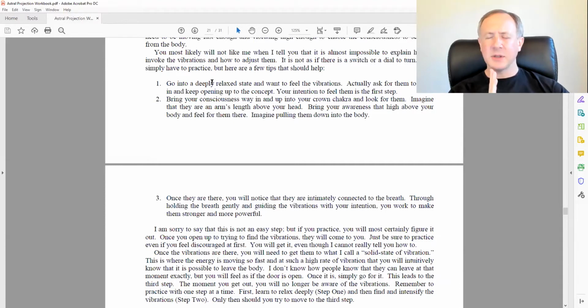But yeah, internally, barely breathing, holding that energy, making it really intense, and then you can slip out. Okay, so all that energy, you can imagine finding it way above and pulling it down in. So visualize pulling it in. And then number 3, once they're there, you will notice they're intimately connected with your breath. You're holding the breath gently and guiding the vibrations with your intention. You work to make them stronger and more powerful.